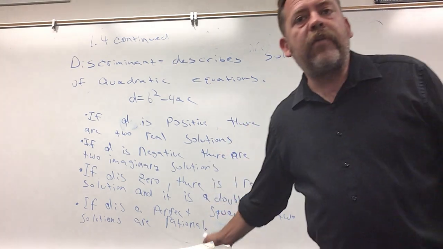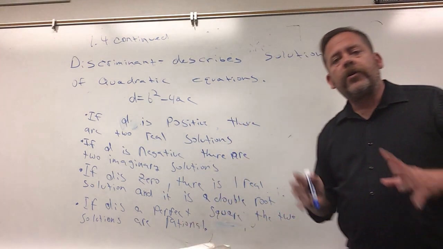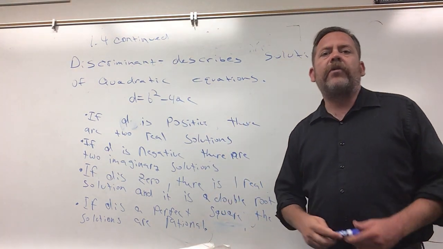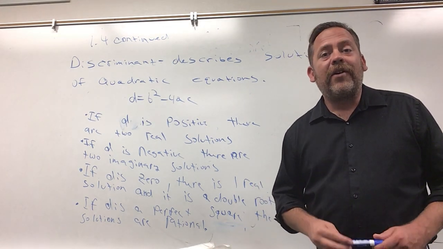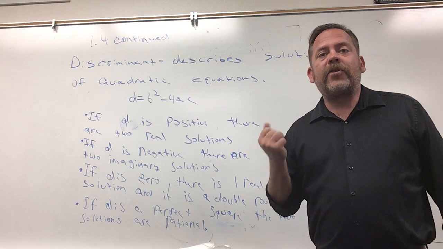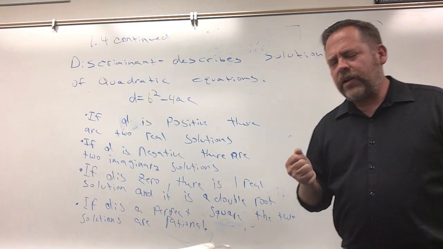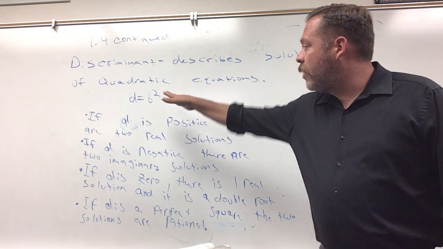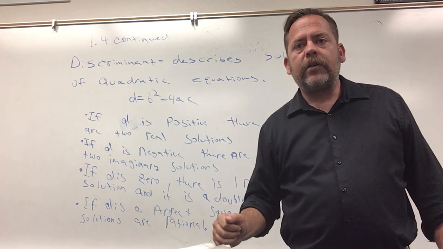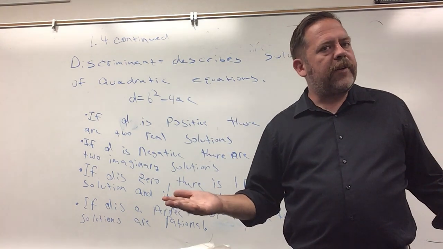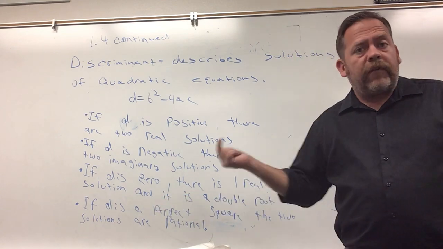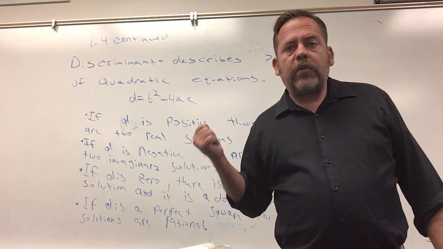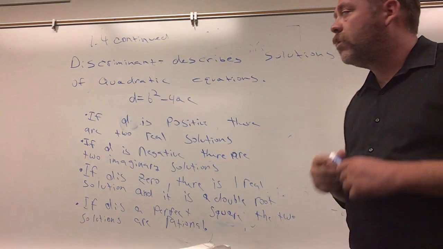The other thing I didn't write up here, but it's pretty neat to know, so you might want to write this down. I probably should write it down, but I'm out of room. If it was a regular lesson, I would have written it down. But if the discriminant is a perfect square, then the equation could have been factored. Sometimes you don't know if it's factorable or not, and you don't want to complete the square or do the quadratic formula. You can find the discriminant. If the discriminant is a perfect square, then it is factorable.